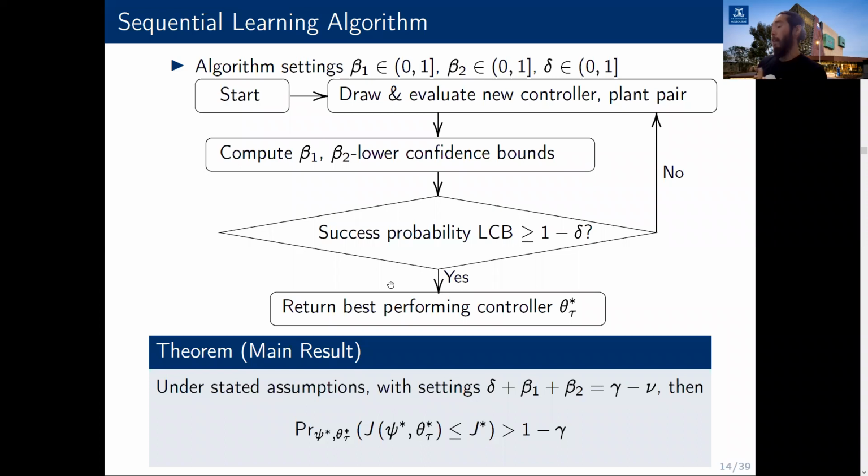So I can now give you the main result of this algorithm, which says, under the assumptions stated on the previous slide, if we choose our algorithm settings in this particular way, given some gamma, then with high probability, greater than 1 minus gamma, the performance of your tuned controller from the algorithm when tested on a realized plant is going to meet your performance specification.